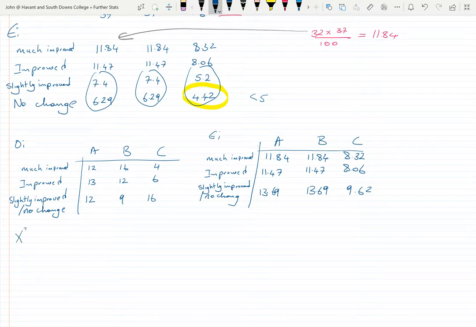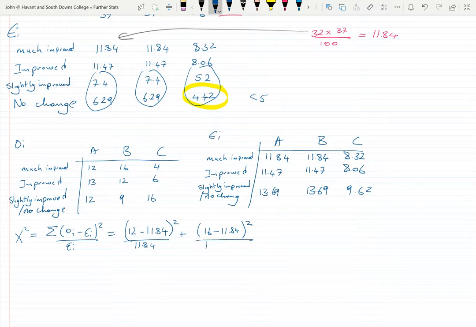Which is X squared, the sum of the observed minus the expected, squared, over the expected. So let's just write down each one of them. So we've got 12 minus 11.84, squared, divided by 11.84, plus 16 minus 11.84, squared, over 11.84, and so on.